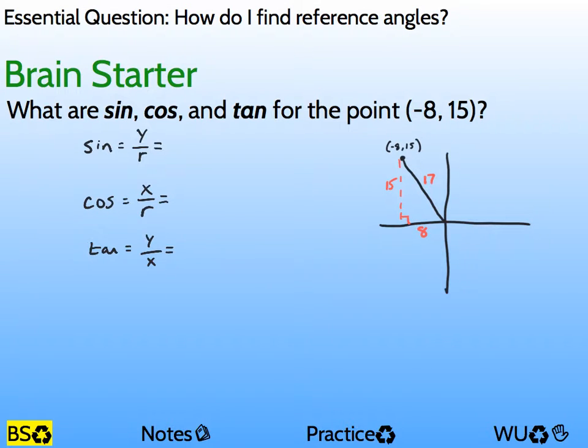Since sine is the y value over r, which is essentially the radius, the ratio is 15 over 17. Cosine is the x value over that 17, so that's negative 8 over 17. And tangent is the y value over the x value, so it's negative 15 over 8.